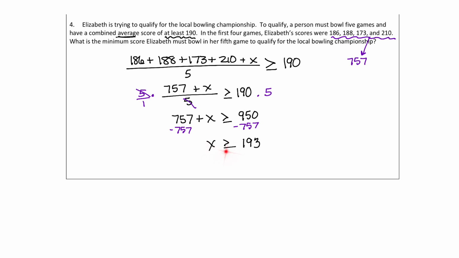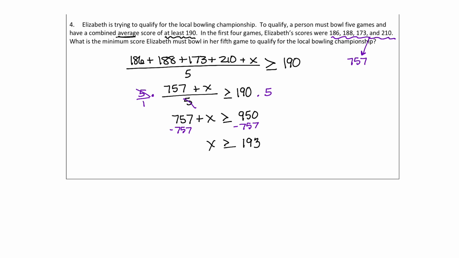We found that x has to be greater than or equal to this score, and that would make the average of these 5 games, 1, 2, 3, 4, 5, because we're dividing by 5, be greater than or equal to 190, which is what she needs. Okay, these were all under 190, but that one was over. So the average was okay, but not great. She has to bowl 193 in order to make it.